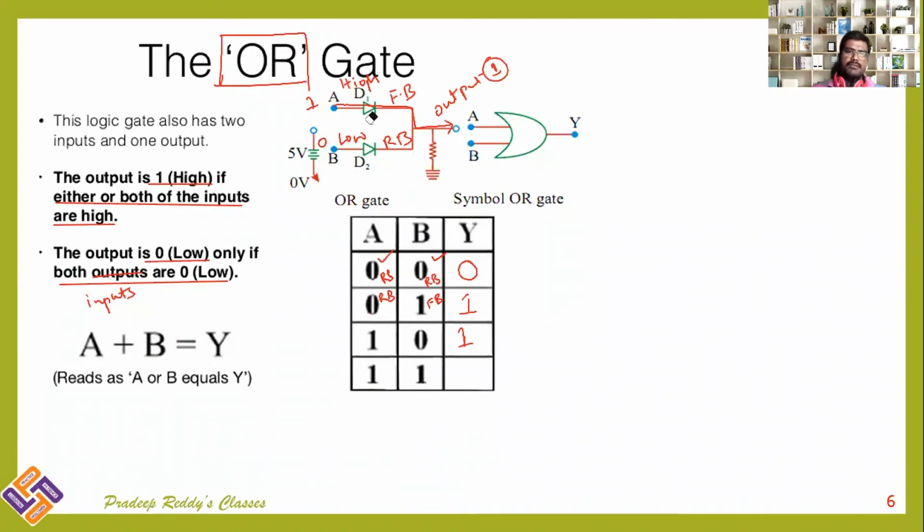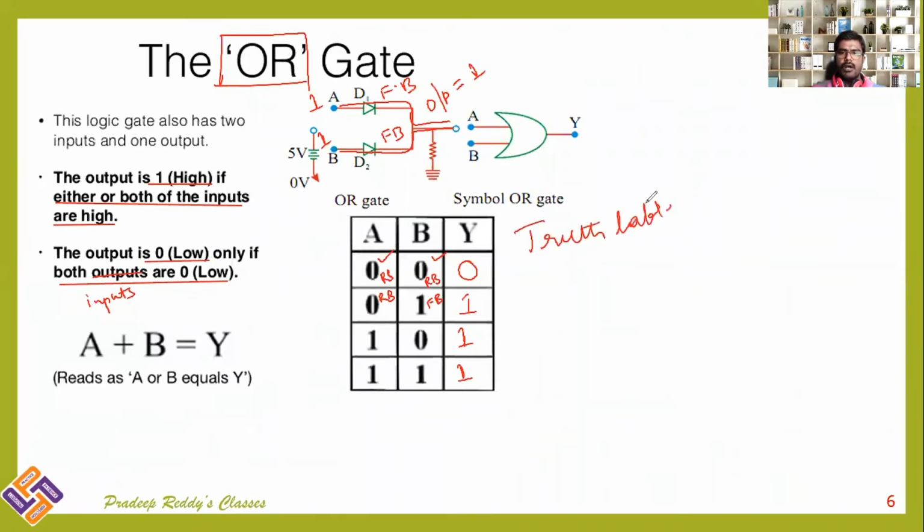And the last case is where you are providing 1 in both cases. You are providing 1 here for the input. This is forward bias. And you are providing 1 here. This is forward bias. So current will be able to flow through this junction diode, and you are able to see output, which is equal to 1. Therefore, output is also equal to 1. This is called the truth table of the OR gate.